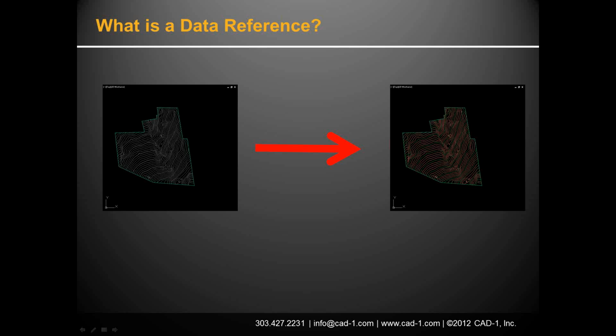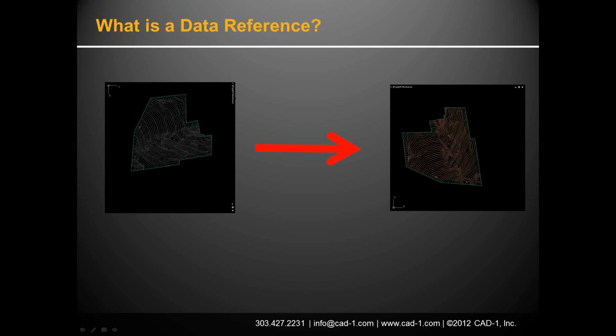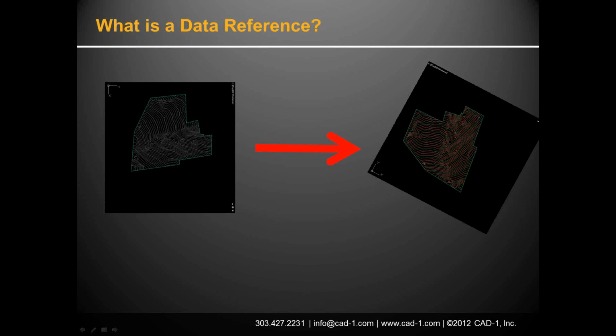If I need to edit the surface, I need to go back to the source drawing and edit the data in the source drawing. So if I go back to the source drawing and I make a change to that original surface, the next time I open up the new drawing with the data reference in it, it changes as well.